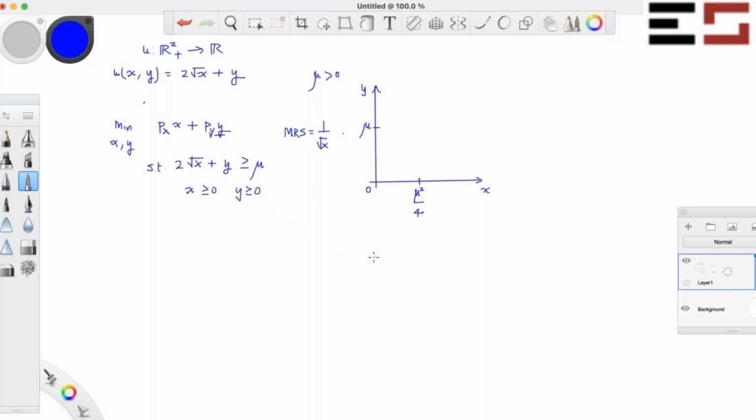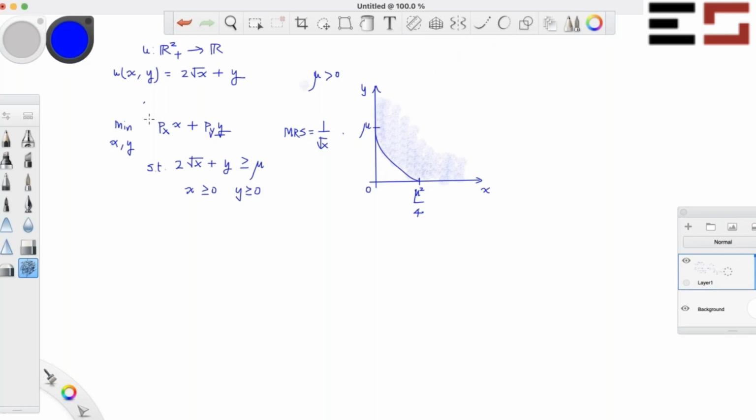Okay, so what that means is that, as x gets closer to 0, the slope of the indifference curve becomes infinity. So basically the indifference curve will be extremely steep over here, and then when it reaches the horizontal axis, it's going to look like this. Okay, so your constraint set will be this set. Okay, this is your constraint set.